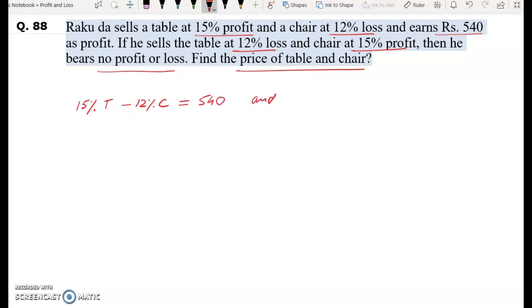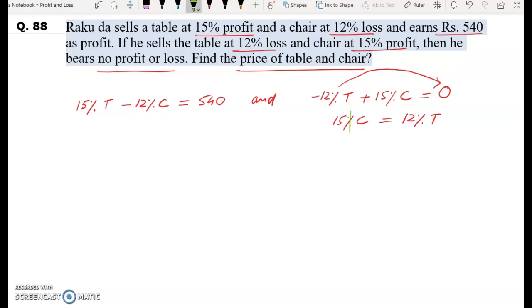And if he sells the table at 12% loss, loss means minus 12% loss on table, and chair at 15% profit, plus 15% profit on chair, then he bears no profit or loss. So no profit or loss means 0. Now minus 12% of T plus 15% of chair is equal to 0. Now if we take this to the right hand side, this negative will become positive. So 15% of C is equal to 12% of T.